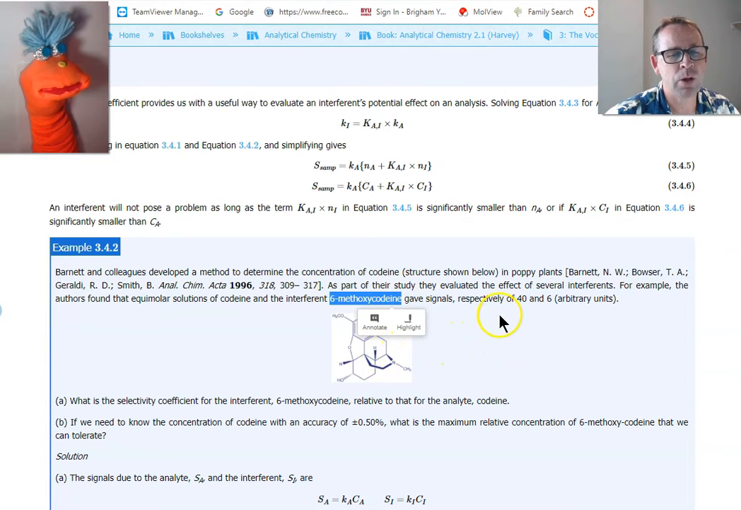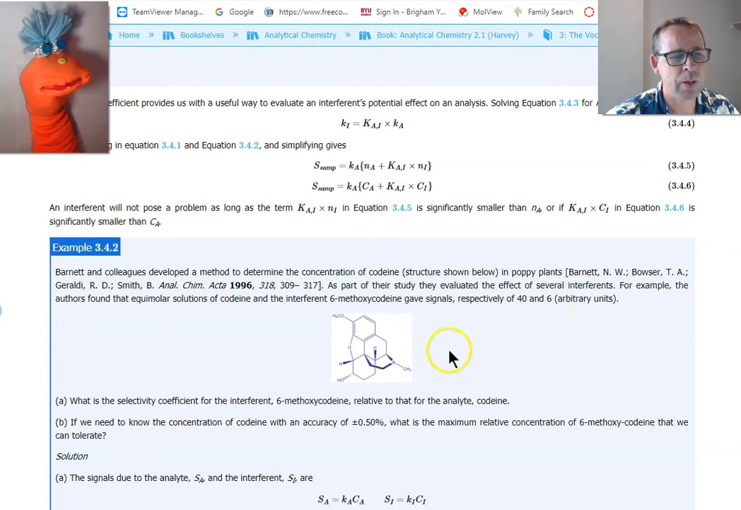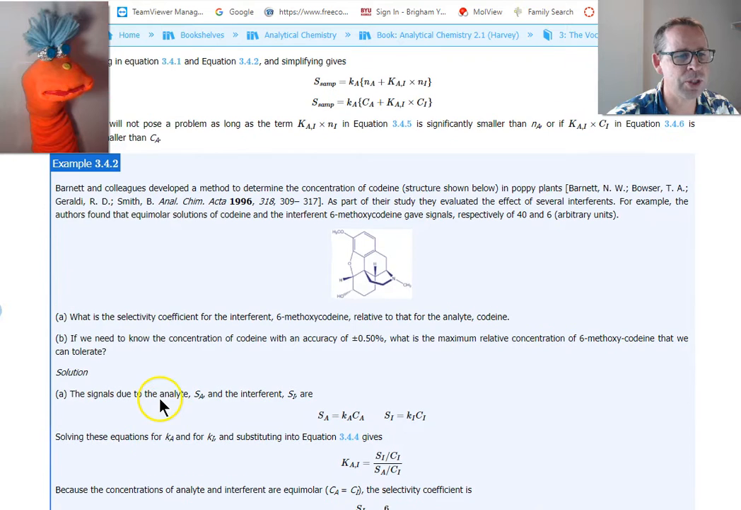Okay? And we're also privileged to have some signal information. We're told that the codeine, at a concentration of X, it doesn't tell us what concentration, gives a signal of 40. And at the same concentration, the 6-methoxycodeine gives a signal of 6. And we want to determine what the selectivity coefficient is for this assay, for this method, based on this information. Okay, so the selectivity coefficient is pretty straightforward to think about.